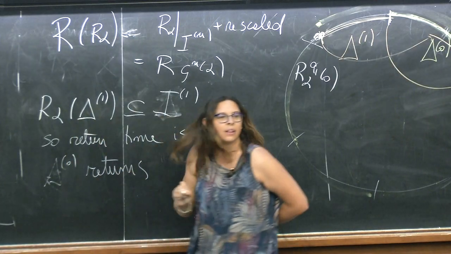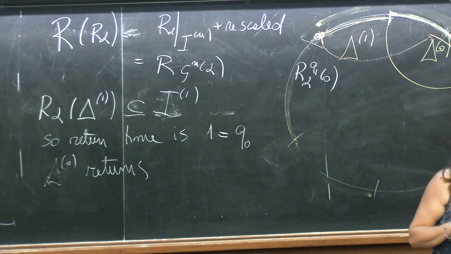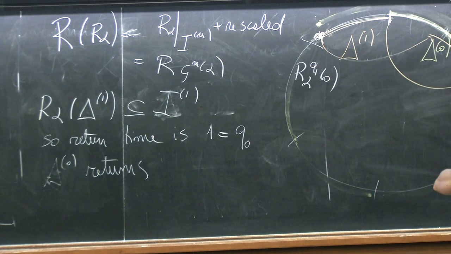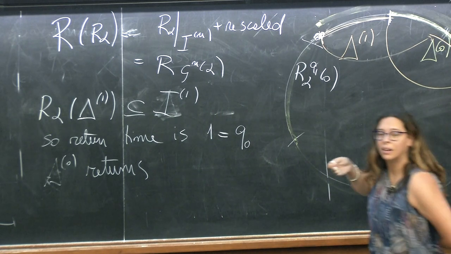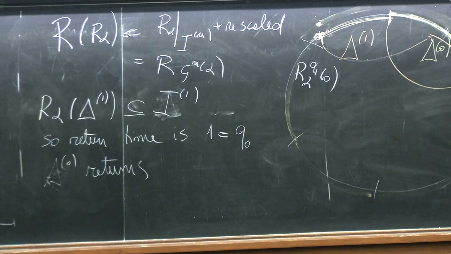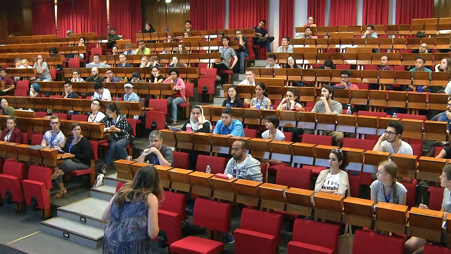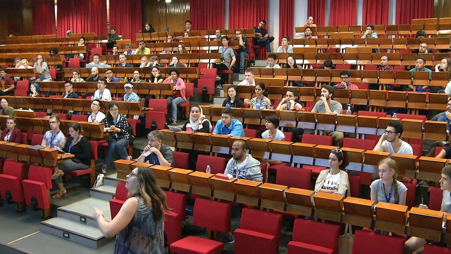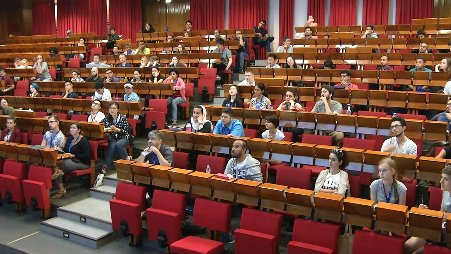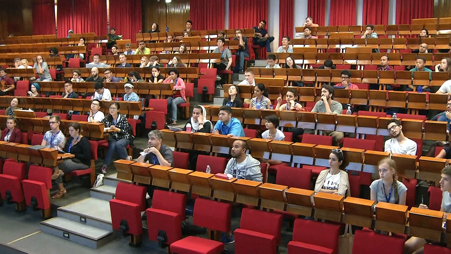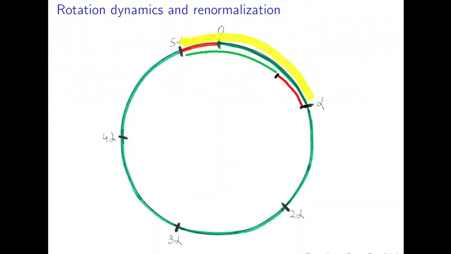In how many iterates did it return? No, the green one. The green one moves, rotating by alpha every time. Five in my picture. In general, what is the number?